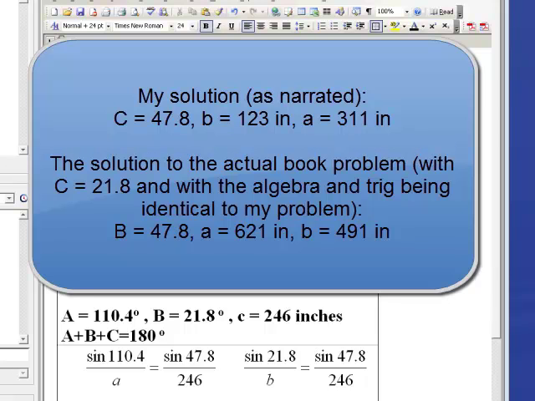And with that, I'm done with the section on the law of sines, including the problems. As you see, it's just straightforward plugging in numbers.